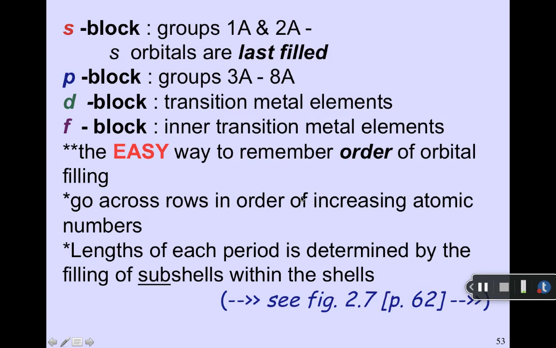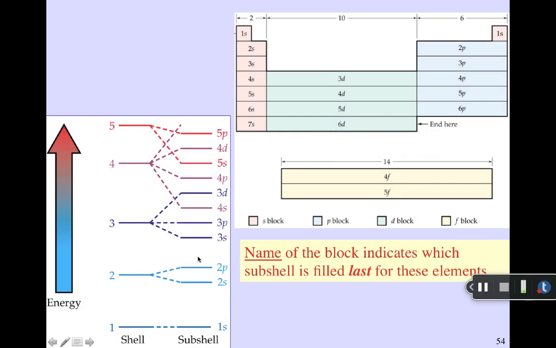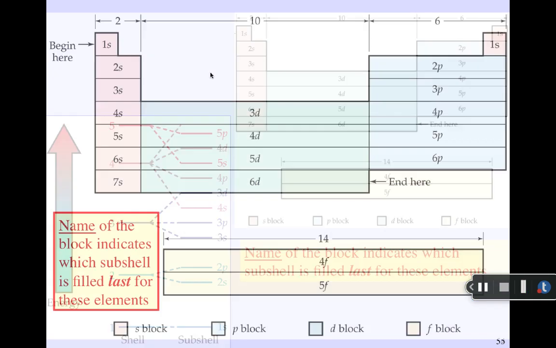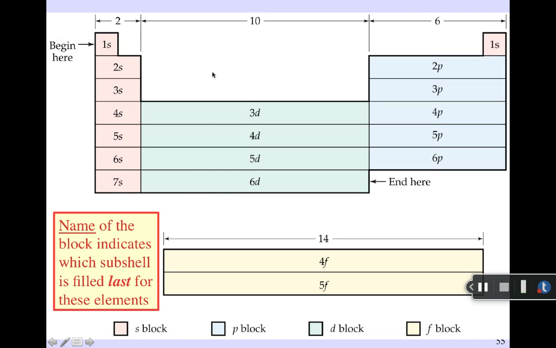The easy way to remember the order of the filling is to use the block system. You go across the rows in order of increasing atomic numbers. The length of each period is determined by the filling of subshells within the shells. So these patterns are your ally as you are learning how to understand electron configurations. Make sure you cement them in your mind, draw them on your note card, doodle them onto the periodic table on your test when you get there if that's what helps you. And so hold on to these thoughts as you prepare and study.